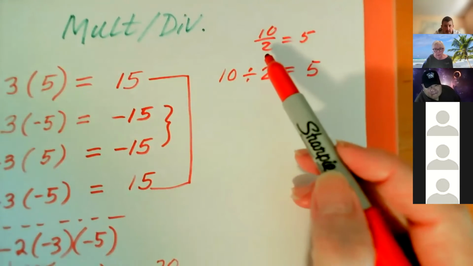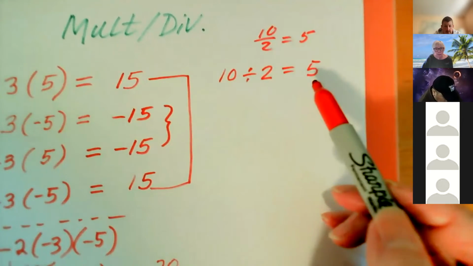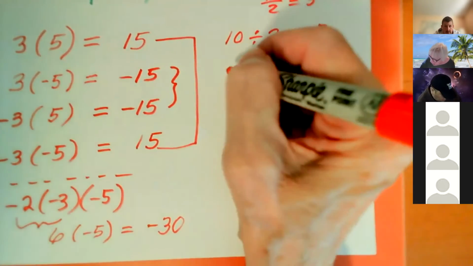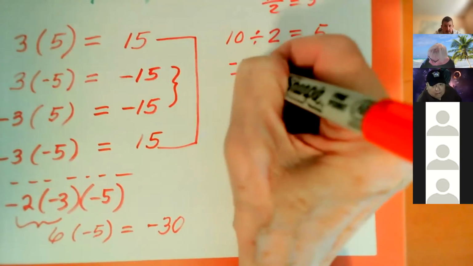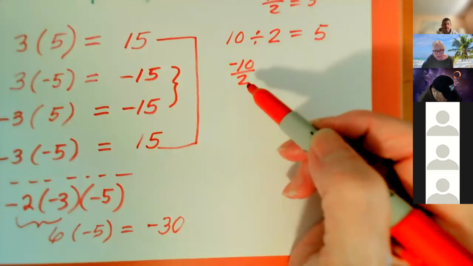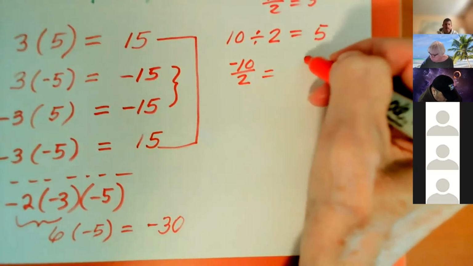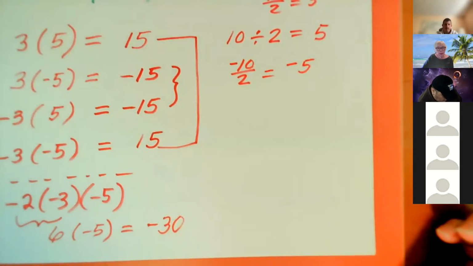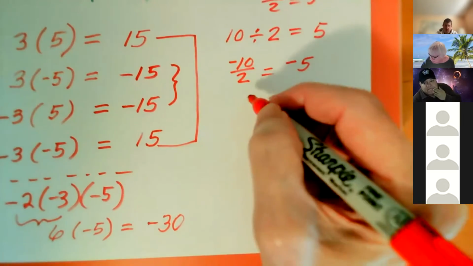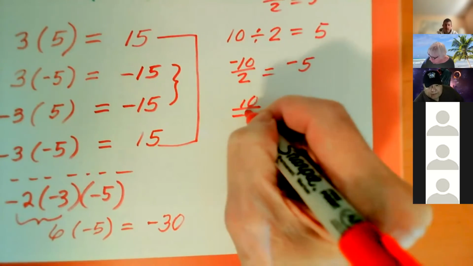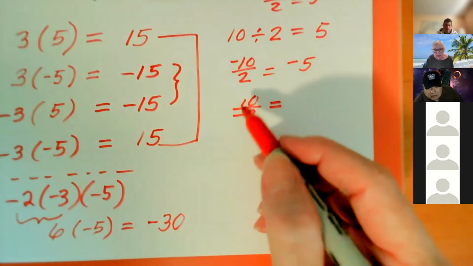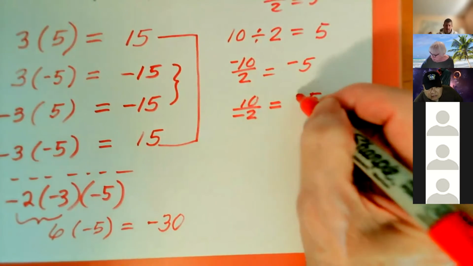Either division line with a fraction or this division, but both of those two positives stay positive. But if you have one negative divided by a positive, the answer is still 5, but the one negative makes it negative. And it doesn't matter whether it's the numerator or the denominator. It still would be negative 5.